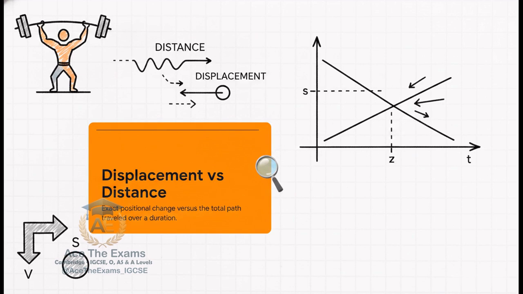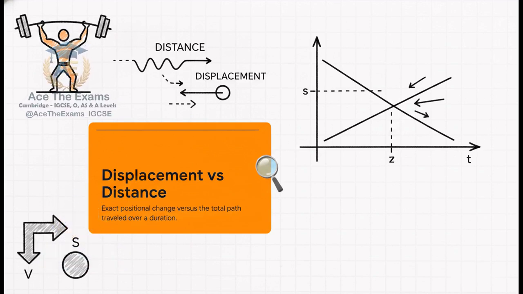Now, what's really interesting about this slide is that the most common examiner trap begins right at the definitions. Students constantly, and I mean constantly, confuse displacement with distance. Let's apply a framework here that top students use. It's called the PEEL framework. That stands for point, evidence, explanation, link. It's devastatingly effective in mathematics, especially when breaking down specific assessment objectives.